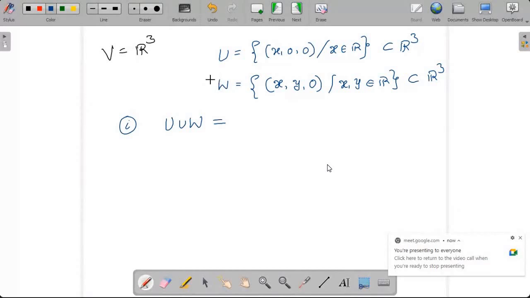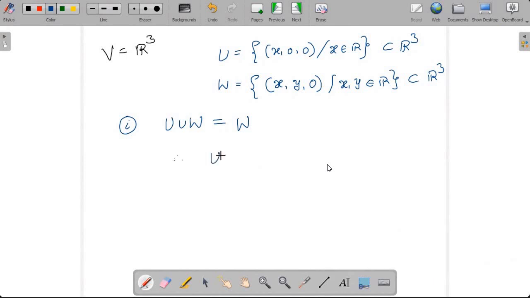X-axis and the xy plane. In the xy plane only, there is x-axis. So if you take their union, that will be again xy plane. So if you observe that U union W is W again. And you know W is a subspace. And that is equal to U union W. Therefore, here the conclusion is that U union W is a subspace.